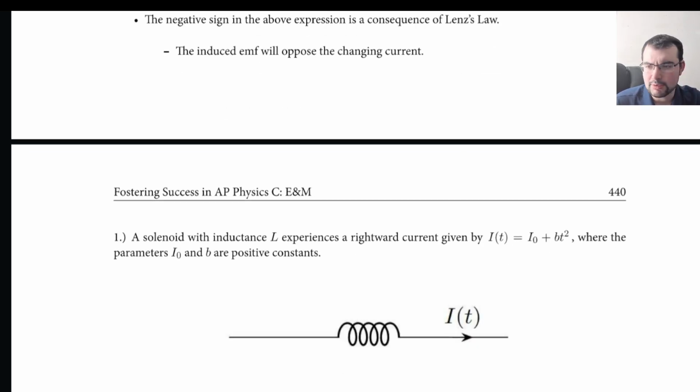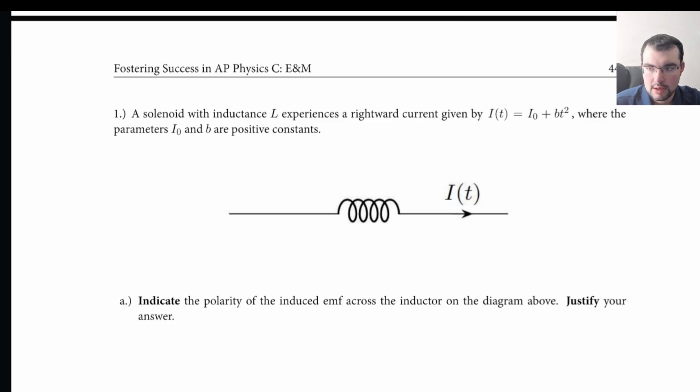So we'll give a pretty telling example here. A solenoid with inductance L experiences an increasing rightward current given by this expression. So it's an initial current to the right, and then it starts ramping up. Again, that's going to look something like this. So we know our current is increasing. And it is given that these are positive constants.